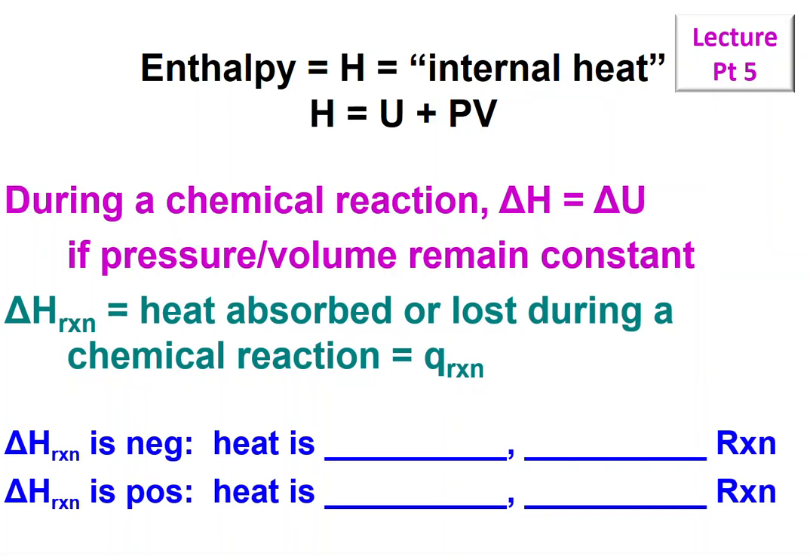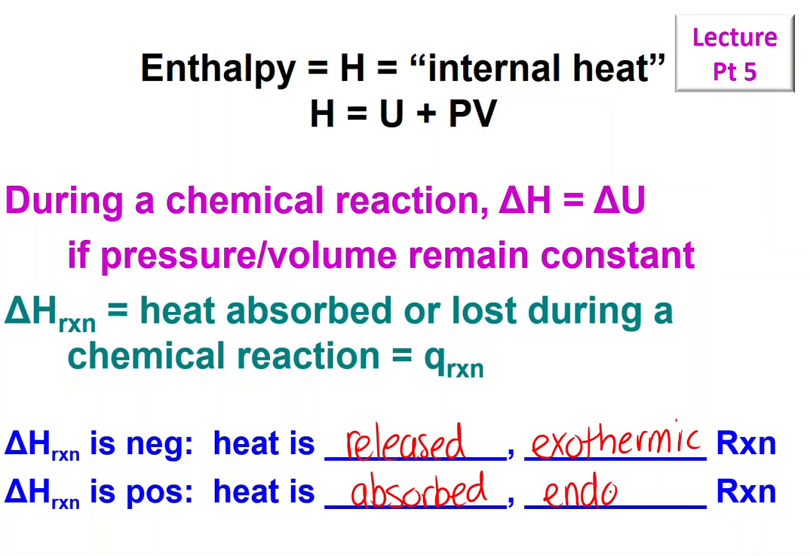So if the change in enthalpy is negative, it means that the substances are releasing heat and that the reaction is exothermic. If the change in enthalpy of the substances is positive, that means they are taking in heat, in other words, heat is absorbed by the substances and the reaction is endothermic.